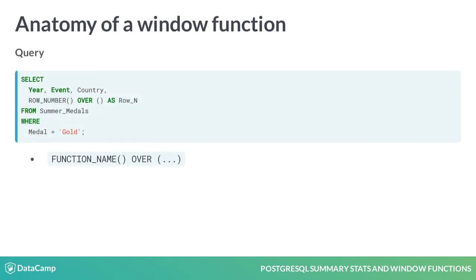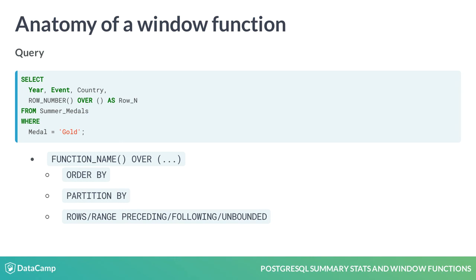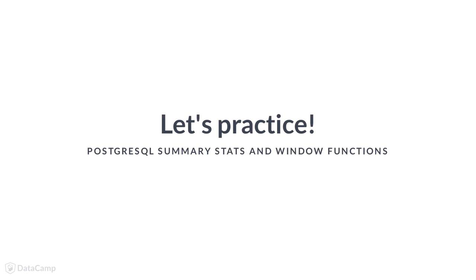Let's go over the anatomy of a window function like row number. The over clause indicates that the function is a window function. The parentheses after over can be empty, just like the previous example, but they can also contain subclauses, such as order by, partition by, and rows or range preceding, following, or unbounded. These subclauses radically change the window function's output, and you'll learn about them in following videos. Now that you've been introduced to window functions, practice using them in the following exercises.